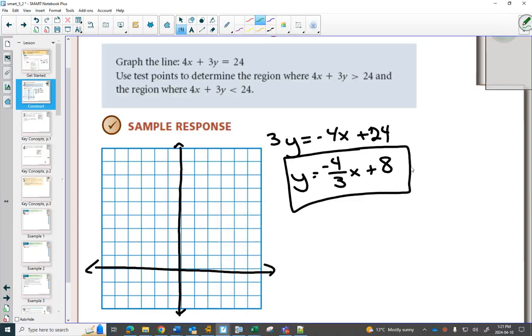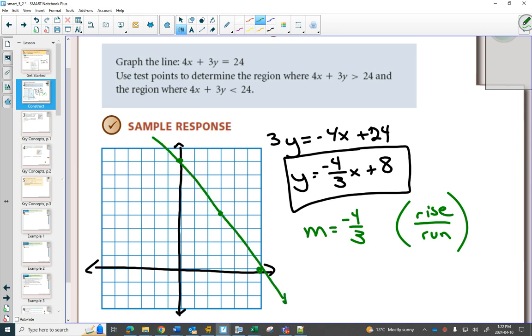First of all, once you change it to y equals mx plus b form, 2, 4, 6, 8, you would know that your y-intercept is there at (0, 8). You know that your slope is negative 4 over 3, and we remember that slope is the rise over the run. A negative slope goes down from left to right, so I could go down 4 over 3, down 4 over 3, and draw my line as a result.